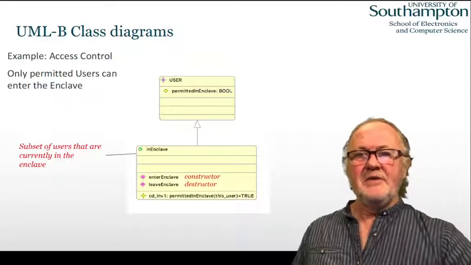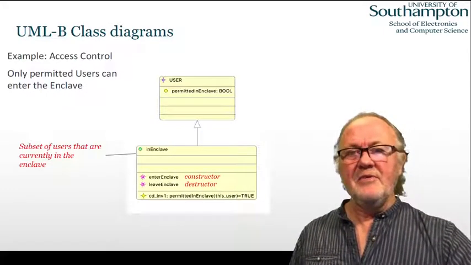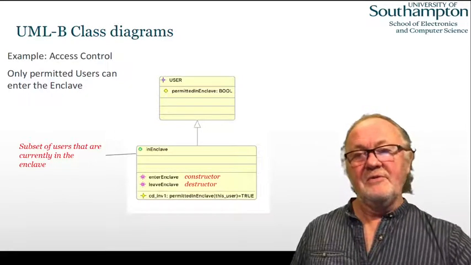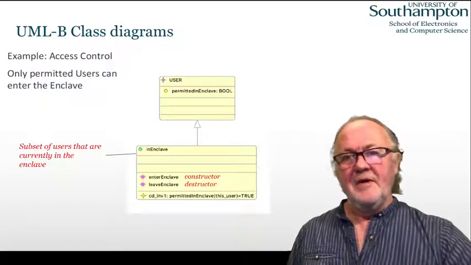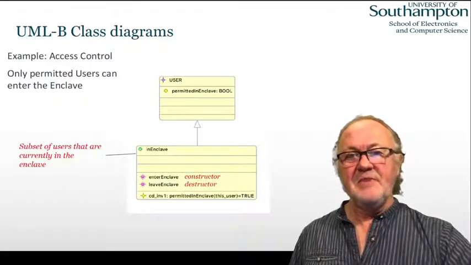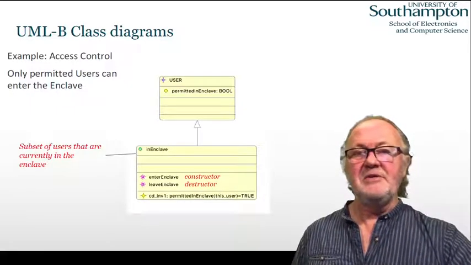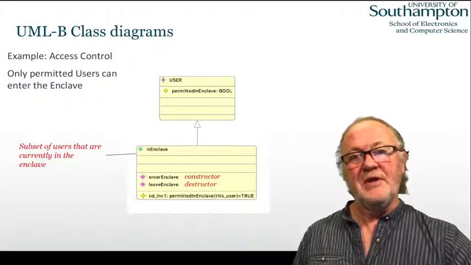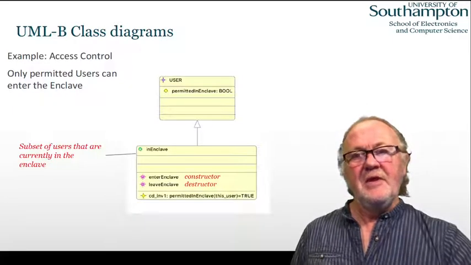So I'm going to take you through a very simple example of modeling using UML-B to give you a feel for the approach. The example is a very simple access control system in which only certain permitted users are allowed into some room which is called the enclave.